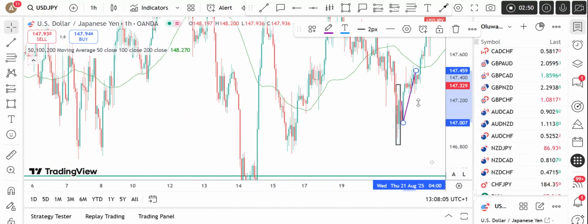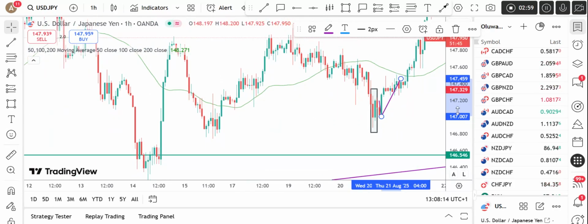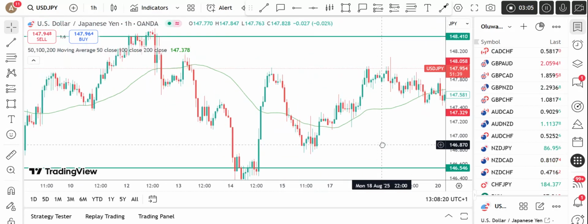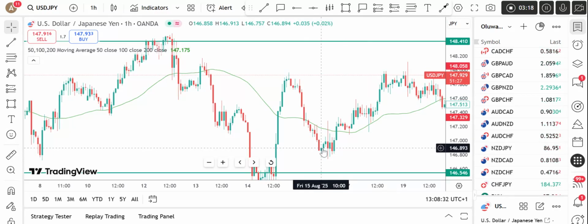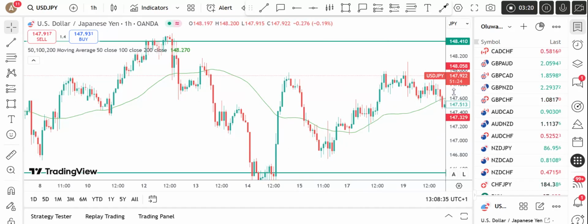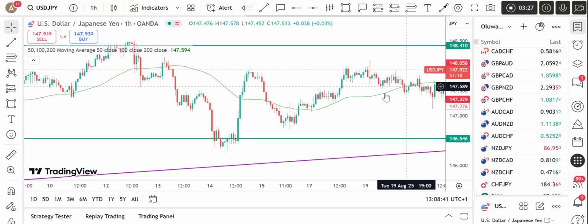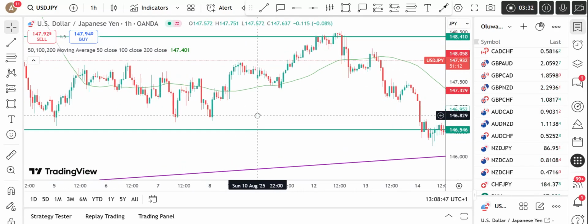Let me look for the opposite one, which is the bearish engulfing candlestick. It's the opposite of what we said earlier. The current candlestick will close below the previous candlestick. So let's look for a very good example of a bearish engulfing candlestick.